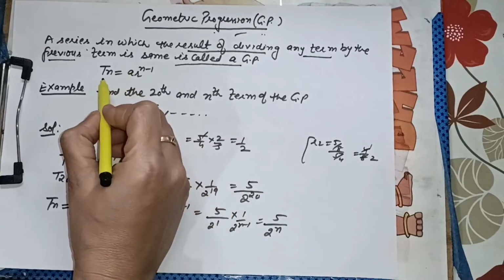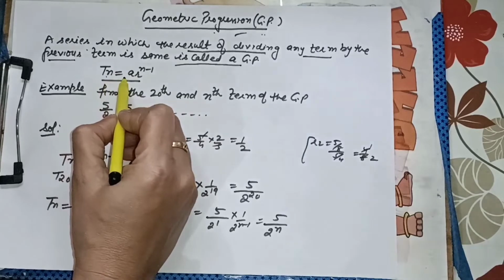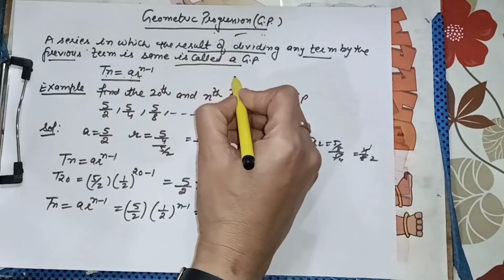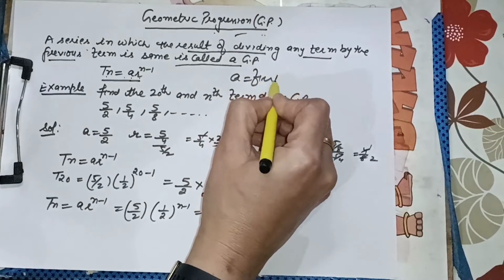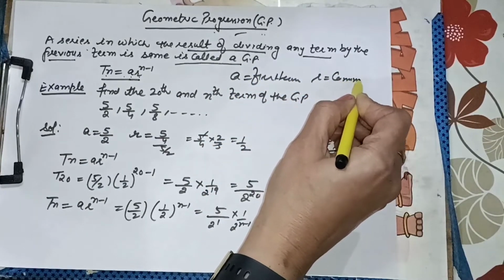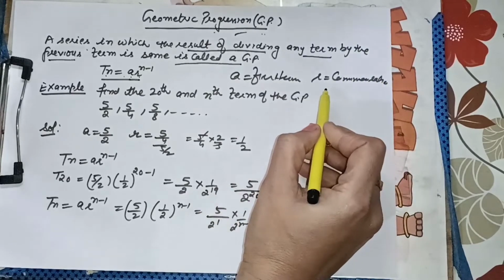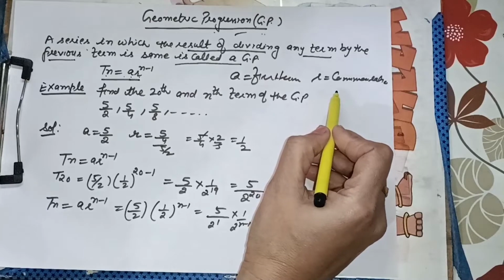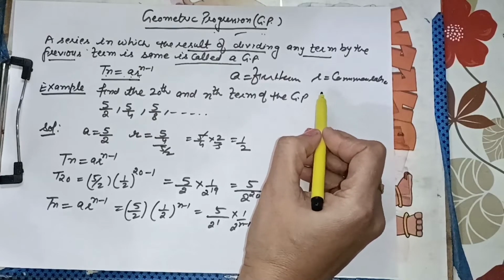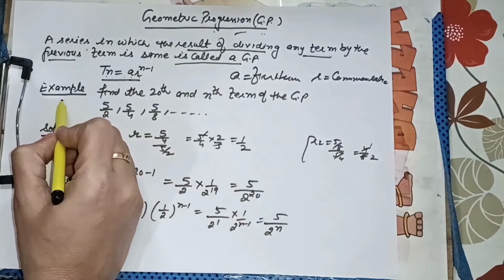So in the case of the formula for calculating the terms, this will be Tn is equal to A r raised to the power n minus 1. A is known as the first term, and r is equal to the common ratio. Common ratio, that means we obtain it by dividing the second term by the first term and the third term by the second term, and so on. So I will explain this concept with an illustration.